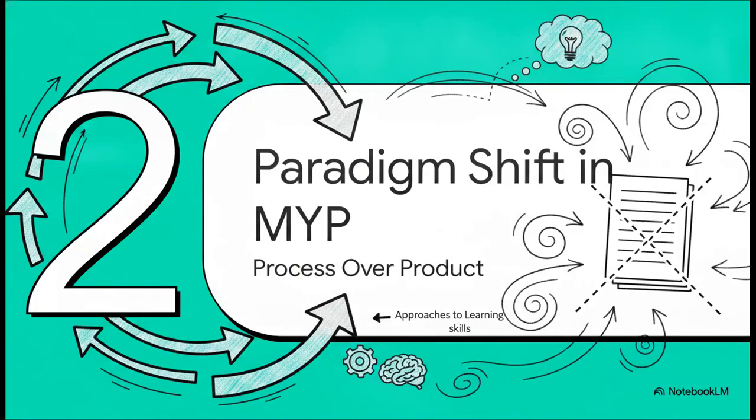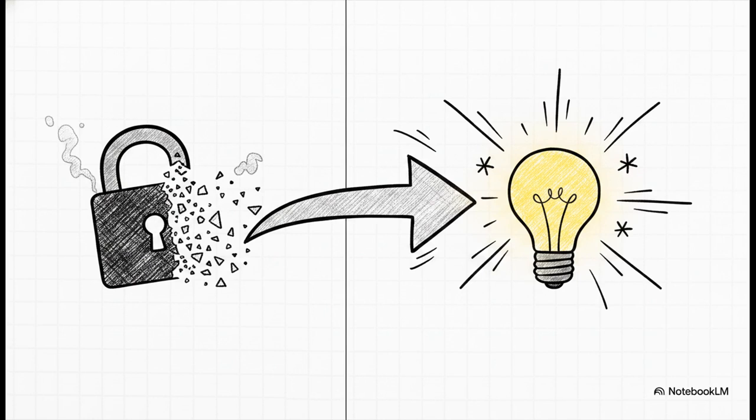Which brings us to Section 2, a paradigm shift in MYP, prioritizing process over product. The whole idea here is moving away from rigid, box-ticking compliance requirements and moving toward flexible, user-friendly guidance that truly empowers teacher agency. The new framework actively champions flexibility. It's aiming to transform educators from tired compliance followers back into empowered, creative curriculum designers. Because at the end of the day, you know your students best, and this shift finally respects that.